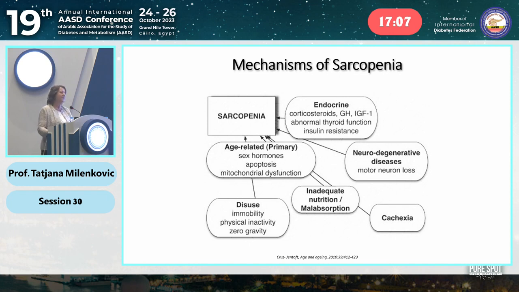What are the possible mechanisms of sarcopenia? Many have been suggested. Maybe the main ones are depletion in sex hormones in both males and females, some neurodegenerative processes, maybe inadequate nutrition in older patients with malabsorption, and of course physical inactivity at that age, which leads to progressive loss of muscle mass. And finally, it might be cachexia, which is often related to the elderly person.